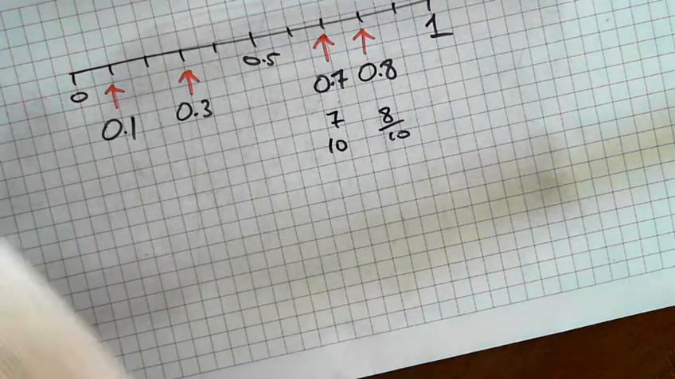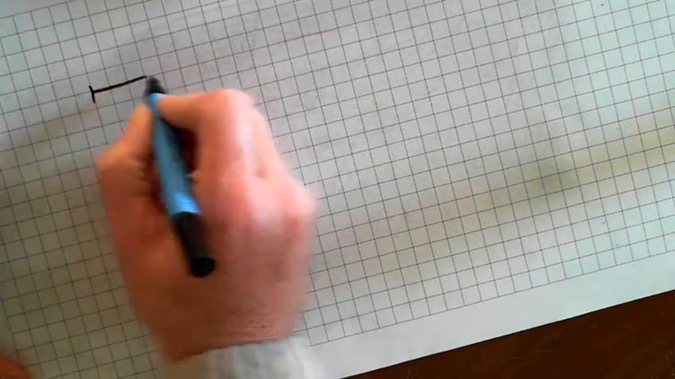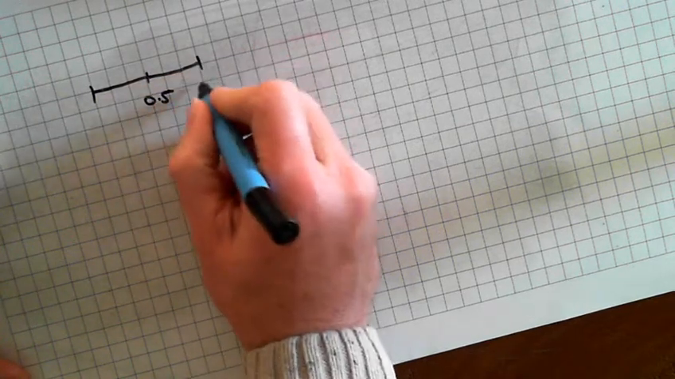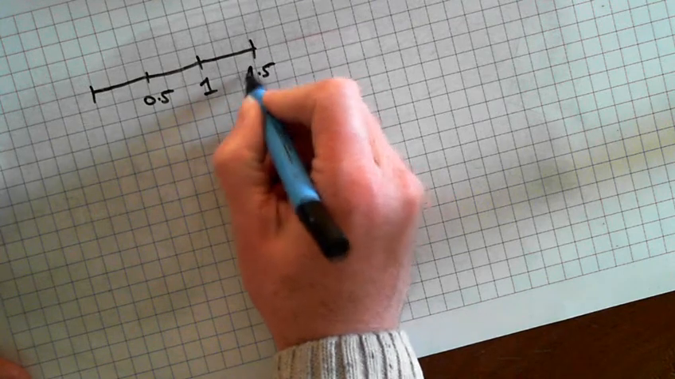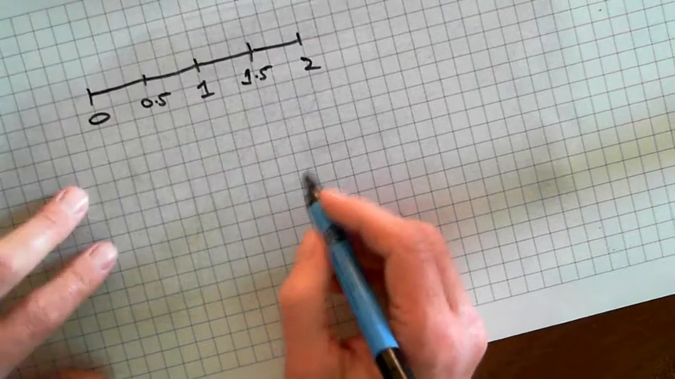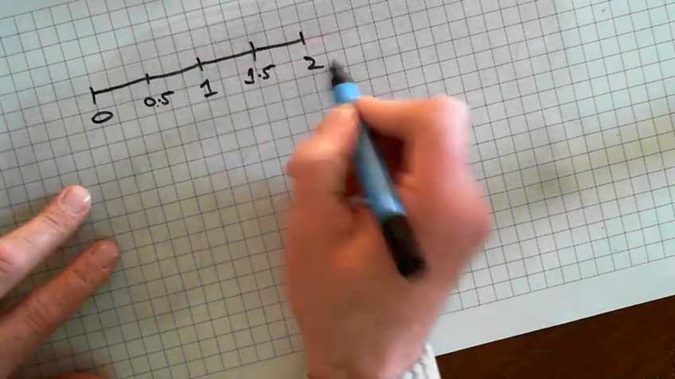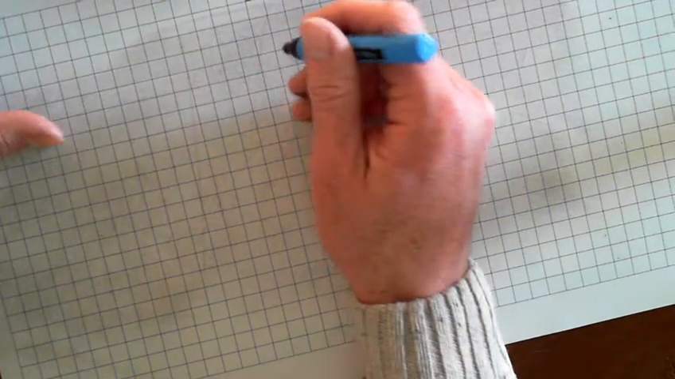Okay. Right, another one. Here's another number line. Okay. So anyway, that's it. That's easy enough. That's 0.5, 1, 1.5, and 2, isn't it? Right. What about adding? So we went on to adding.